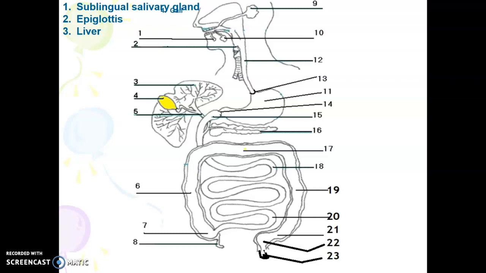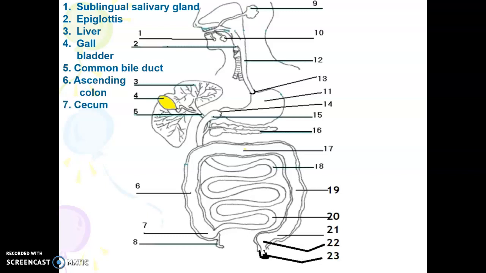Four is the gallbladder. Five would be the duct that takes the bile down to there, so that'd be the common bile duct. Six is your ascending colon. Down below it takes food up, or takes poop now. By the time it gets to the colon, large intestine, it's poop. It's waste. Seven is the cecum, or the first part of the large colon, large intestine, the colon. Eight is your vermiform appendix.